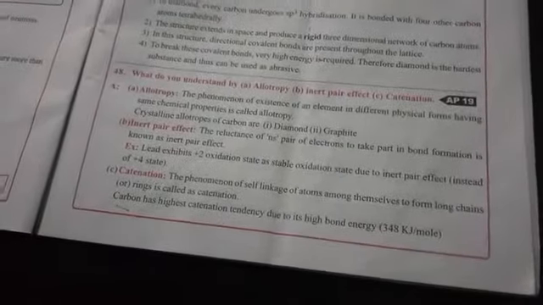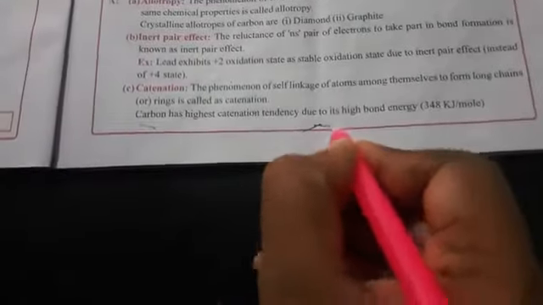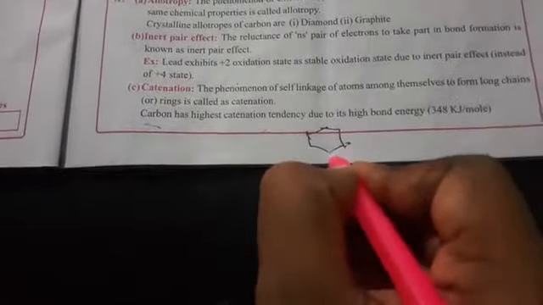Catenation means carbon itself forms ring compounds. That is what we call catenation. It has high bond energy to form the ring compounds. For example, this is a ring compound, where carbon forms a ring by itself. This is nothing but catenation. So this is about the 13th group elements and 14th group elements.